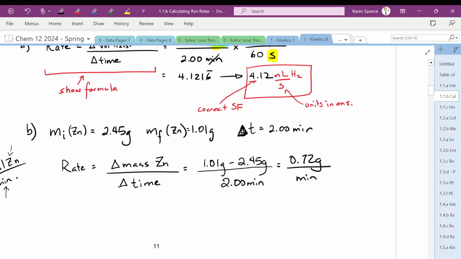And if we wanted to, we can continue on this same line. We could say, I don't want grams per minute, I want moles per minute. So I need to cancel my grams and find moles. And what do we use to convert between grams and moles? Molar mass. Where do we find that? Periodic table. All right, and I think that is what, 65.4? Yeah, 65.4.